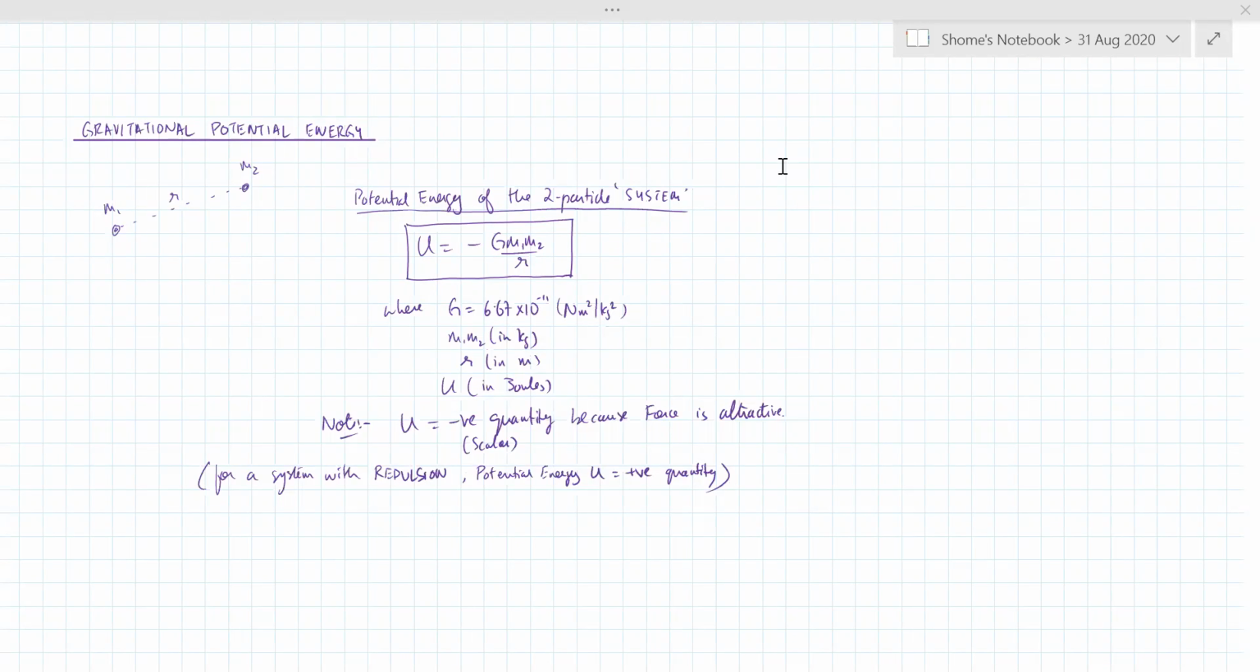Okay, so this is just a direct formula we have to understand. Just keep this in mind. So now let's see the typical application of this in a question.